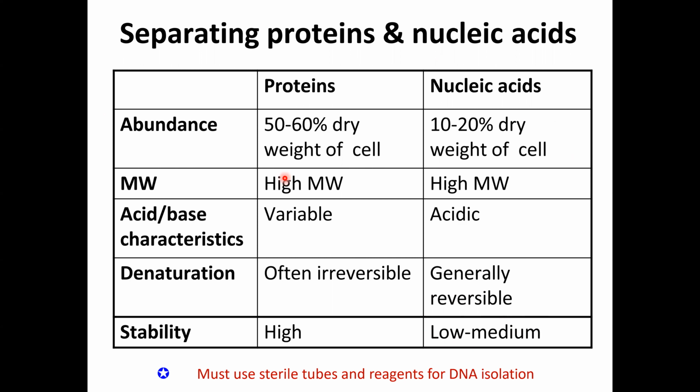Plus, if you're going to perform protein and nucleic acid isolation, take note that you should use sterile tubes, reagents, and pipette tips, and perform this under laminar flow. Why? To avoid contamination of your sample.